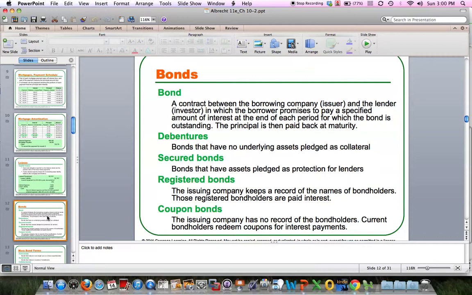A registered bond is when an issuing company keeps a record of the names of bondholders, and anybody who is on that registry then, of course, receives interest payments. A coupon bond is a company not keeping record of who owns the bonds. Instead, whoever does own the bonds sends a coupon into the company, and that coupon then says, "You owe me interest," and then a check will be sent to the coupon holder for interest payments. So coupon bonds versus registered bonds. Nowadays, most bonds are registered.